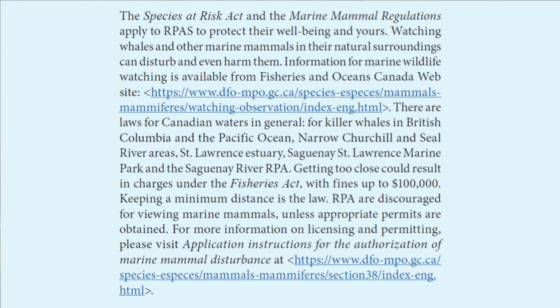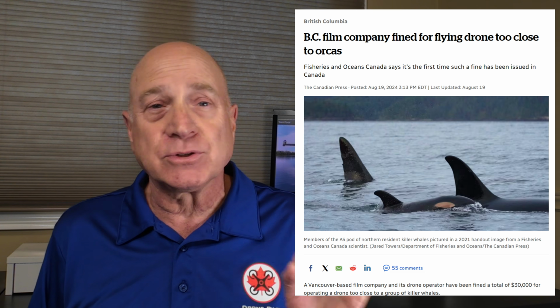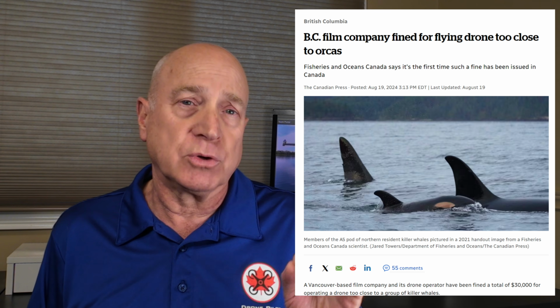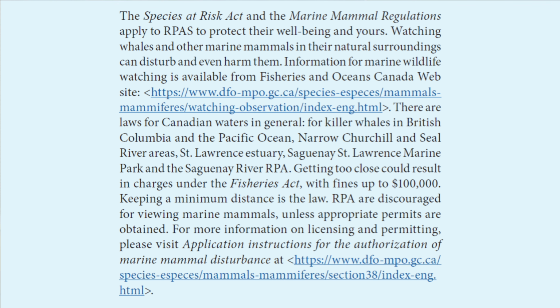They finish off with a section about species at risk and marine mammal regulations. This was likely triggered by the recent news story about a drone operator being fined $30,000 for flying too close to a group of killer whales. They provide 2 links for further information and, of course, how to get permits.